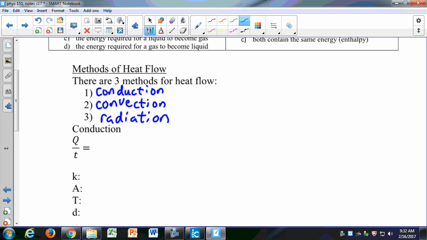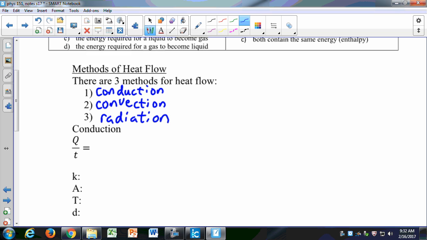Otherwise, your oven heats by radiation, which is where you just have light waves, infrared radiation, that will come from one source and go to another and actually heat it up. Like the sun heats up the planet Earth. Not all infrared, it's other types of radiation, too. We'll get into that later.